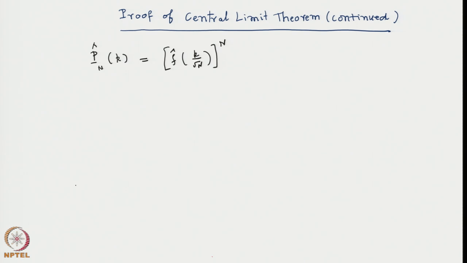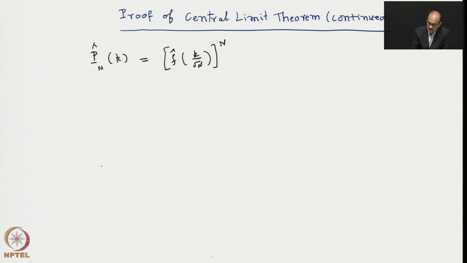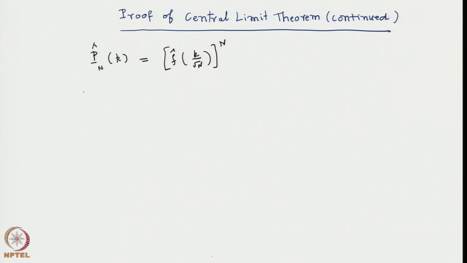Let us investigate this relationship in the limit of n going to infinity. So, as n goes to infinity, k by root n tends to 0. So, obviously, f caret 0 to the power infinity. So, it's not easy to visualize this limit. So, we have to carefully construct this limit, for which we proceed as follows.